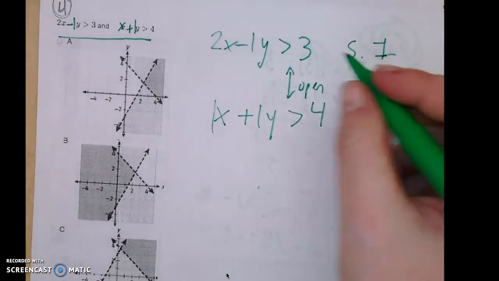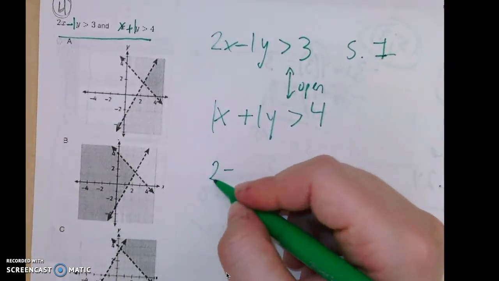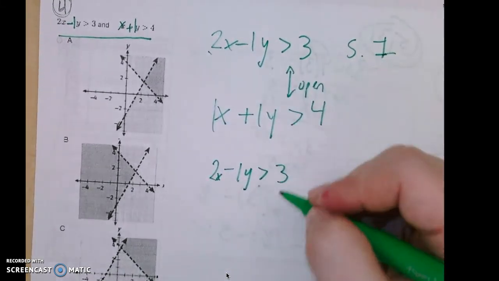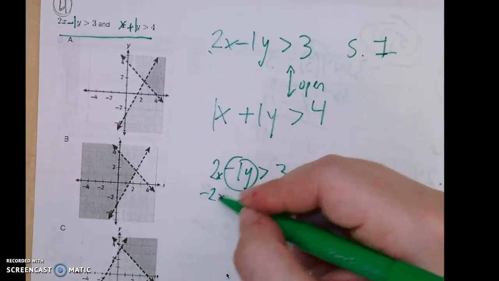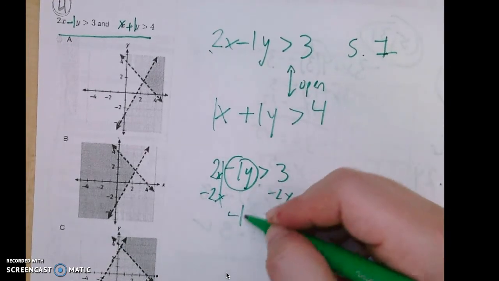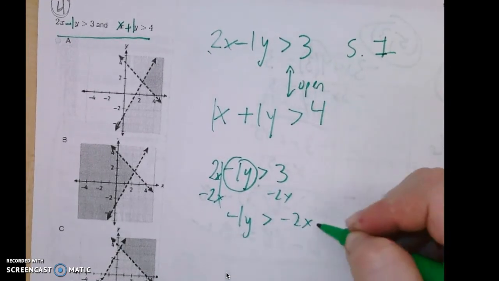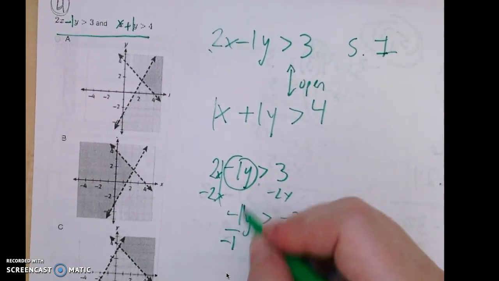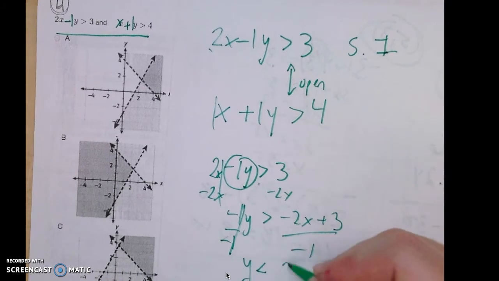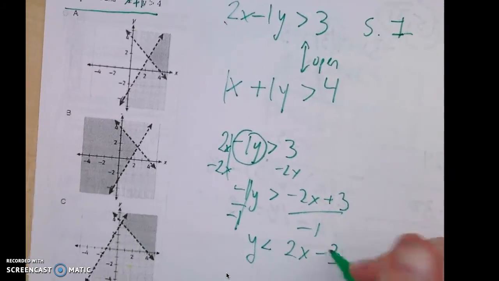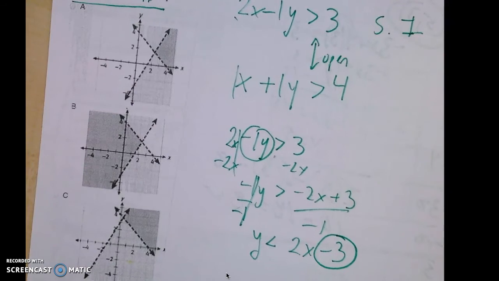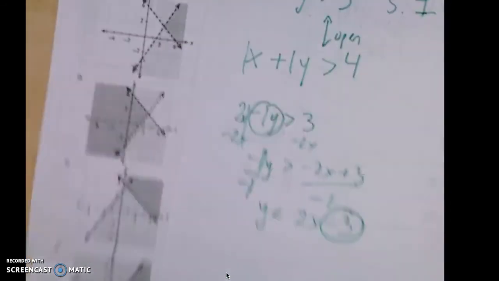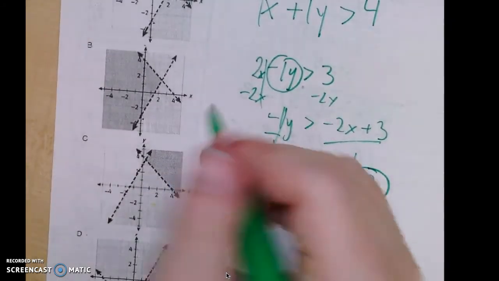Okay, so the first one, this is just this top equation. I'm going to solve for my negative 1y, subtract 2x, subtract 2x. Negative 1y is greater than negative 2x plus 3. Divide, that's a negative 1, not a 4, sorry. I divided by a negative. 2x minus 3. So I'm looking for something that has a y-intercept of negative 3. This one does. This one does. Oh, perfect. Does C have a y-intercept of negative 3? It's not C.